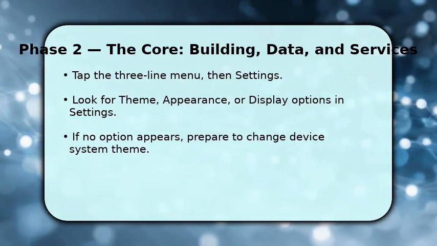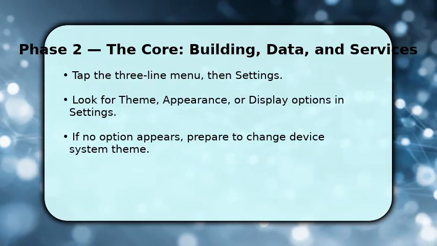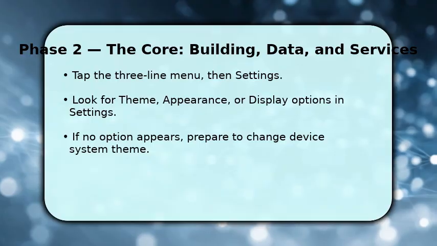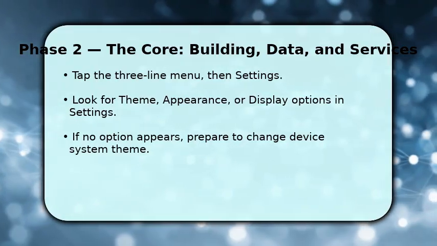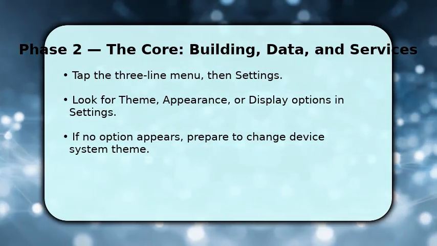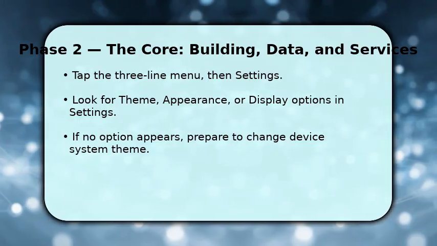If you see a theme or dark mode toggle, switch it to dark and watch the interface change immediately. If you don't see any theme controls, don't panic. Instagram often follows the system theme. In that case, we'll change your device display settings next, which forces Instagram into dark mode as well.